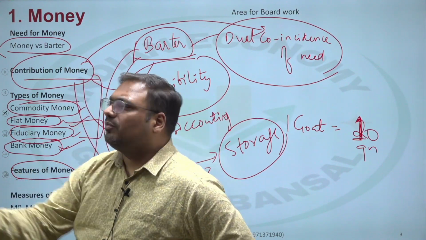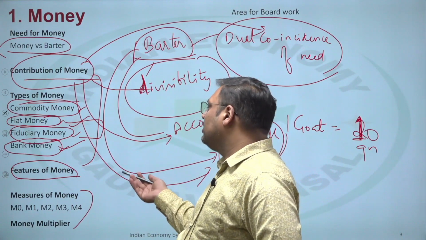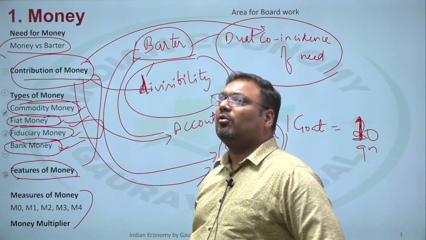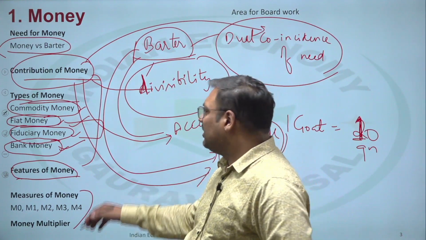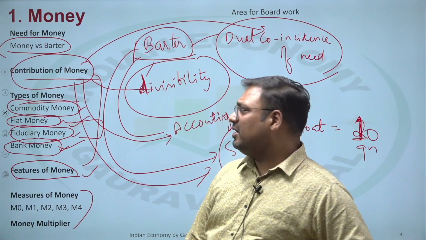So a good currency should be stable. That is a necessary feature of money. It should be acceptable almost universally. That is also a necessary feature of money, and likewise we define.